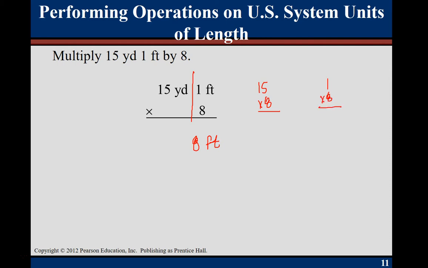And so on the yards, I have 120 yards. But I know that there are 3 feet in a yard. So I have 2 full yards here, because that would be 6, and then I would have 2 left over, and so that would be 2 feet. And so this would be, instead of 120 yards, 122 yards and 2 feet.